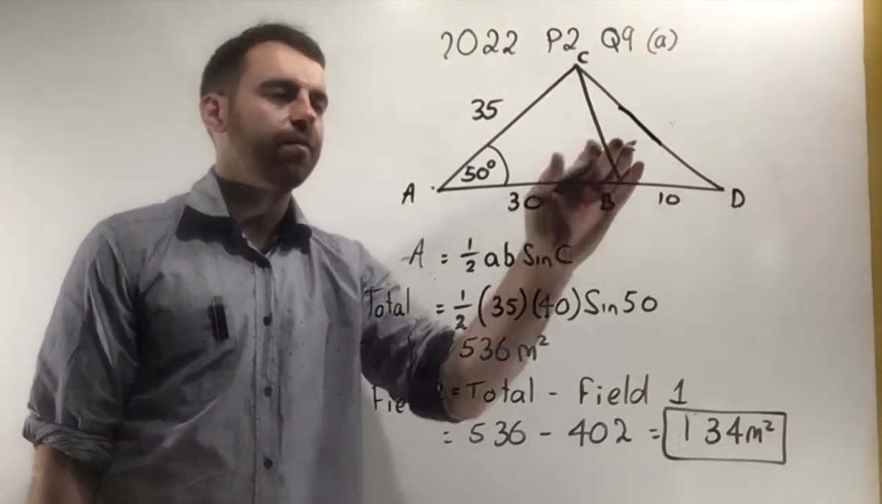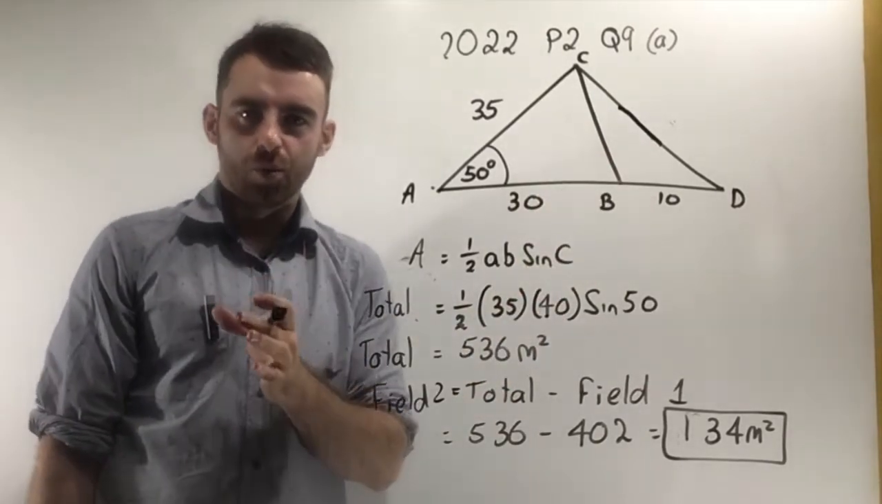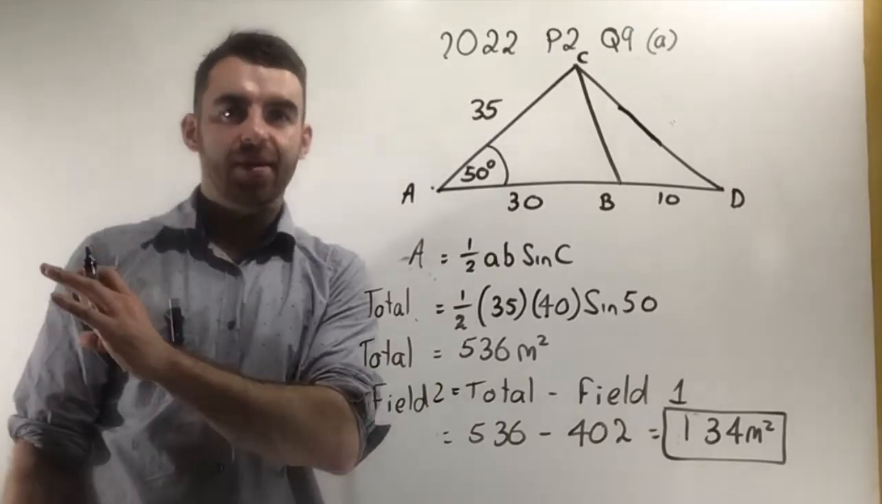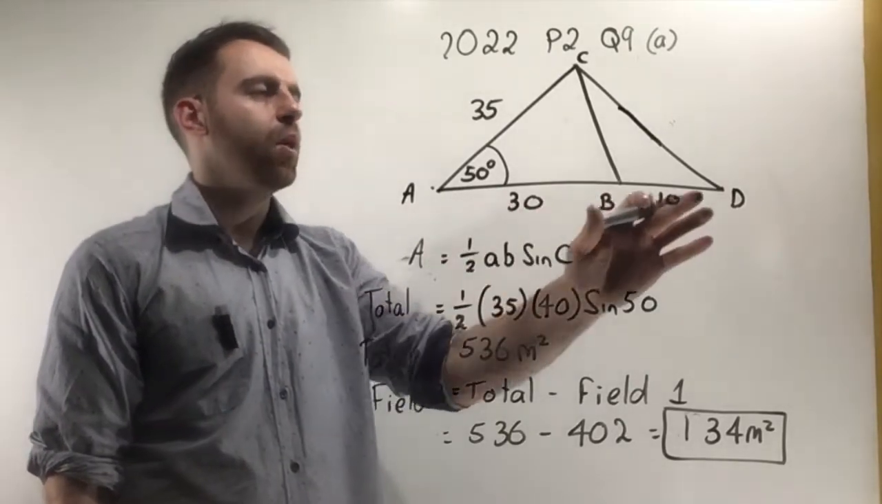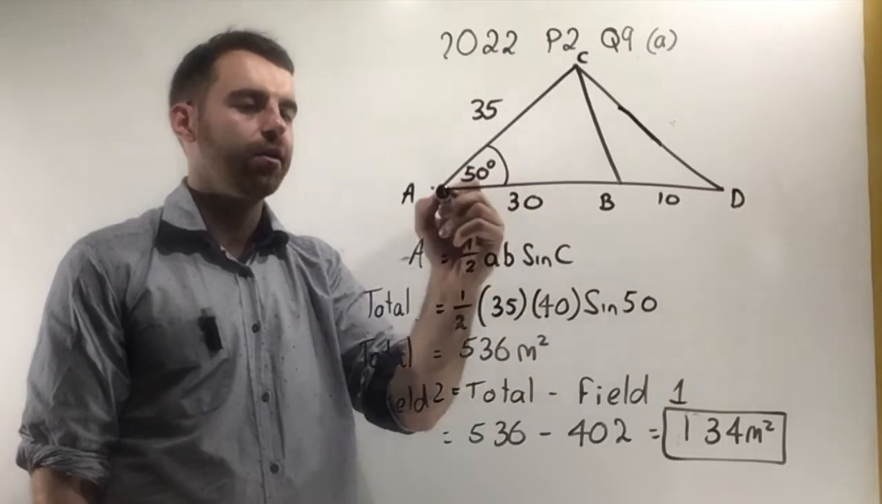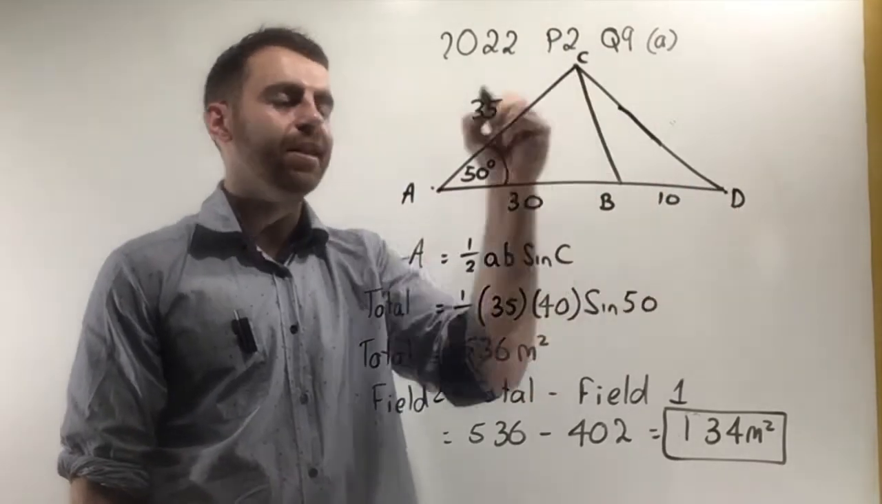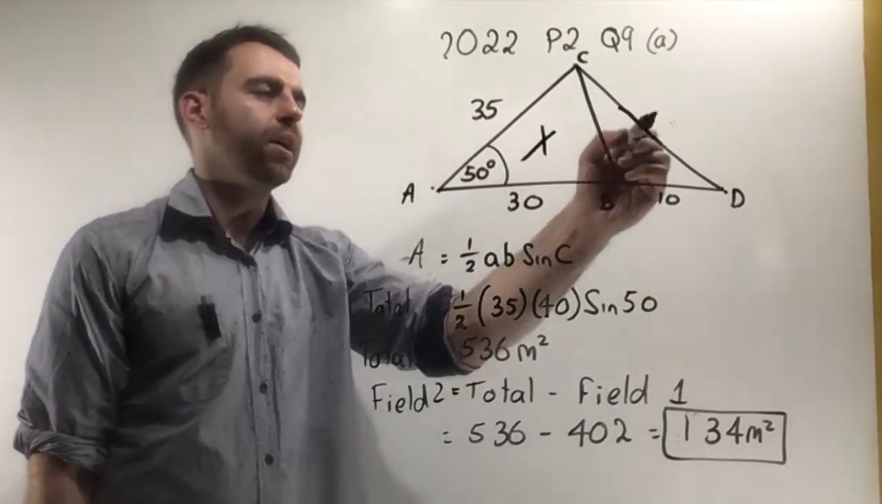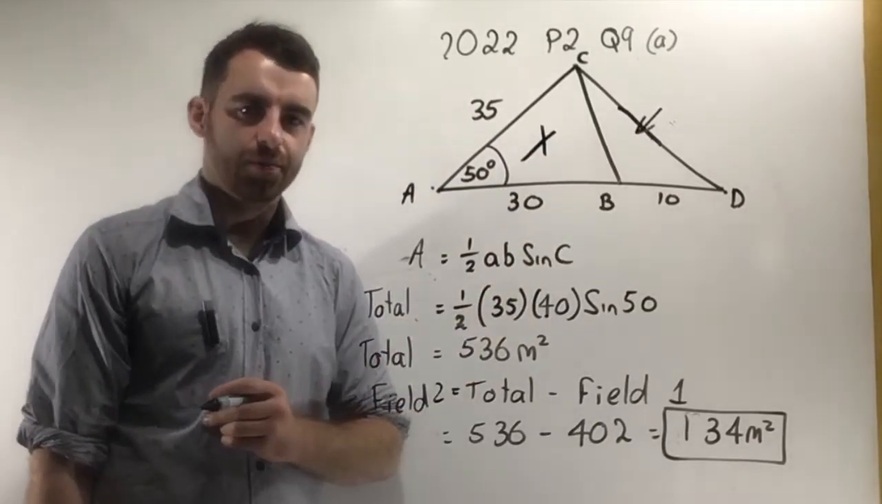To get the area of field 2, you should focus on the word hence. We're going to follow almost exactly the same method as to get the area of field 1. Except this time, we're going to get the area of the total triangle, the big triangle ADC. Then we're going to subtract the area of field 1. That will leave me with the area of field 2.